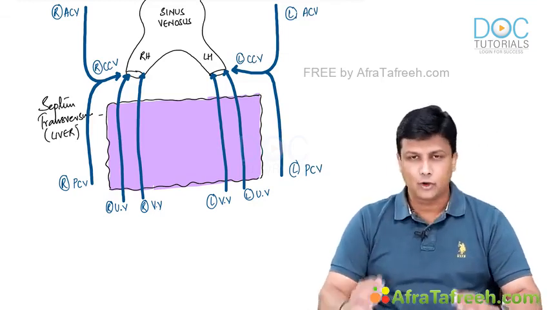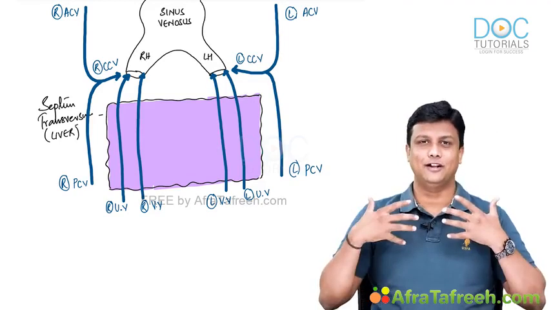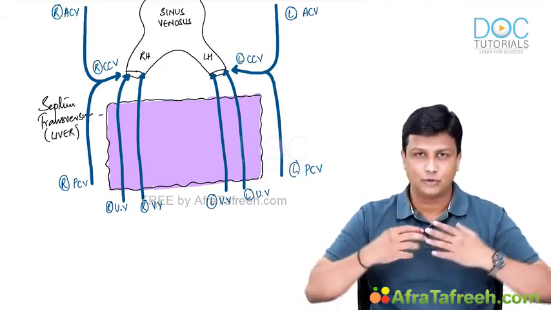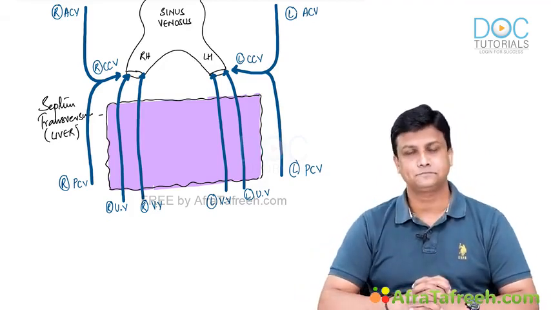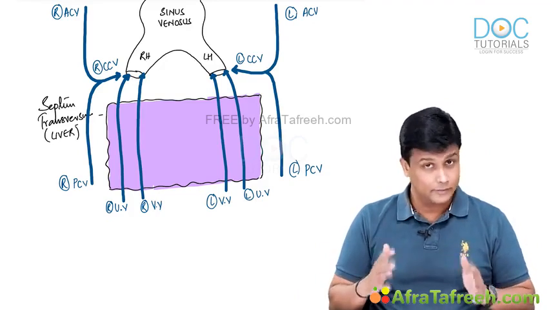Previously, whatever diagram I have drawn, that was in the side view. Now it's like the embryo, we are turning to the front and seeing from the front. So it's like right and left anterior, right and left posterior, combining together to form the common cardinal vein. Now, once you have understood the entire diagram here, this is the primary one, the main one.